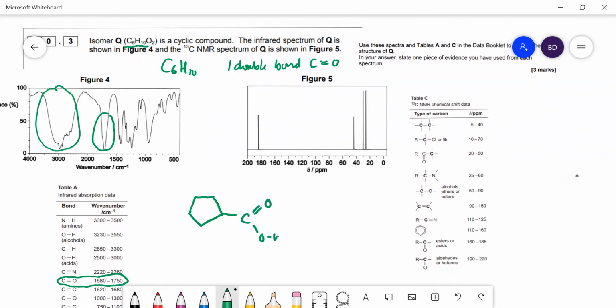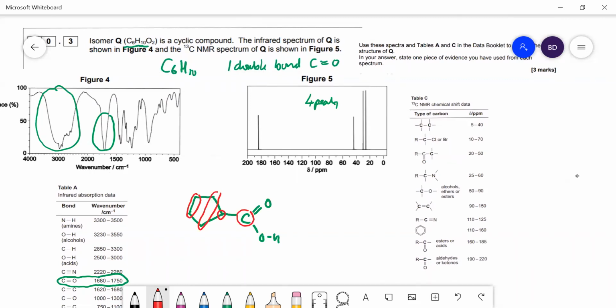Okay, that's a possibility. Now we can see we've clearly got 4 peaks in this carbon-13. How many carbon environments have we got in this thing I've just drawn here? Well, we've got 1, 2, these two are the same, 3, 4. Okay, so that is a possibility. It could be that.